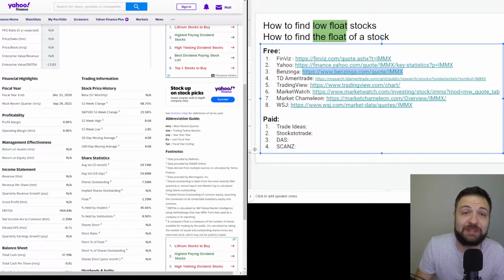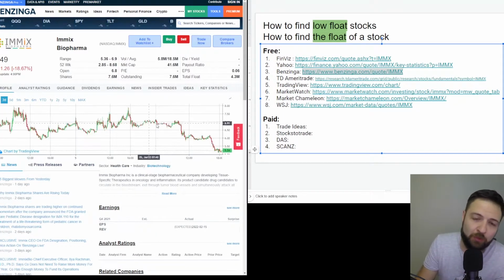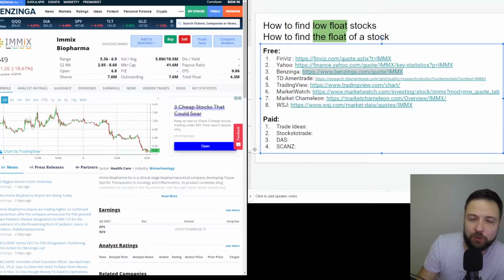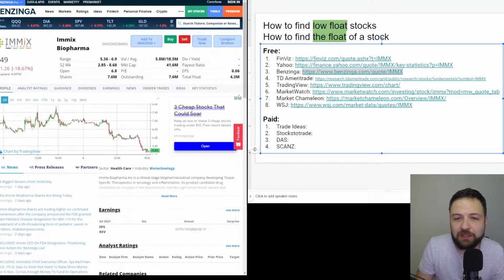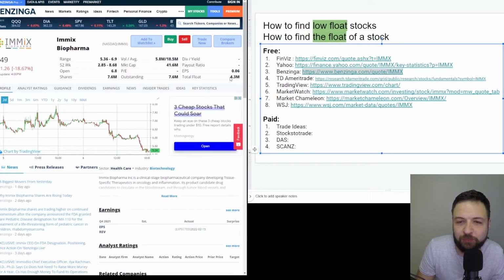Another option is Benzinga. Benzinga also has a paid version, Benzinga Pro, pretty much everybody's familiar. But if you go to benzinga.com and quote your stock symbol, you get this box here right away, right? The stat table here. And you see the 4.3 million, so a little bit higher than Finviz, but generally about the same as what Finviz was reporting. So total float, 4.3 million.